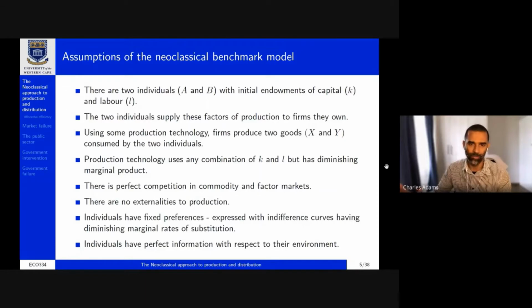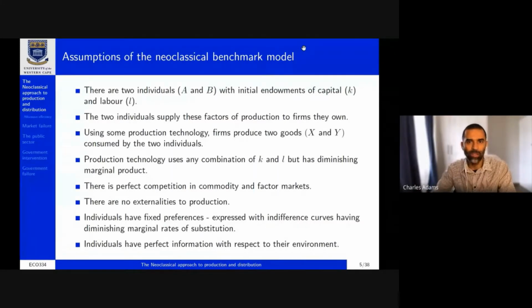You can already see some divergence between the model and reality. And individuals have fixed preferences expressed within indifference curves having diminishing marginal rates of substitution. Of course, this assumption is necessary for us to do any kind of analysis with this type of framework, because we won't have the smooth indifference curves that we like to have, right? Individuals have perfect information with respect to the environment as well, another very important assumption.